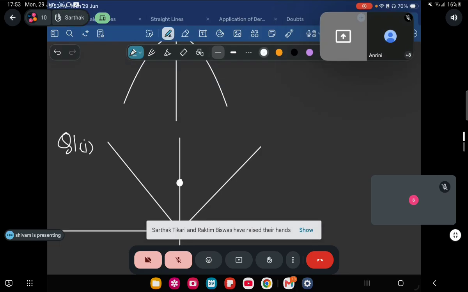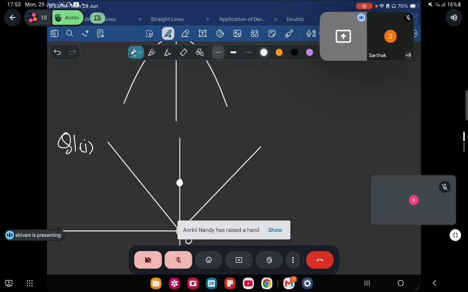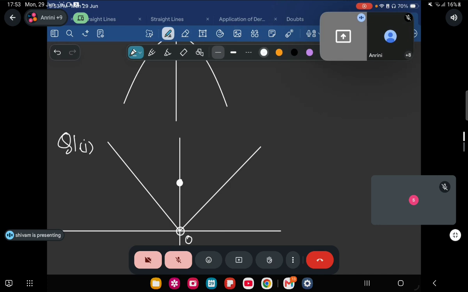Sarthak, you tell me. Local minima. Sarthak has said local minima at x equal to 0. Okay, anyone else who wants to answer? Onini, you want to change your answer? Yes, sir, local maxima. Okay, so Onini has changed it to local maxima. Anyone else who wants to answer? Devatri, Memel, you people want to try? Rhythm, you want to try?